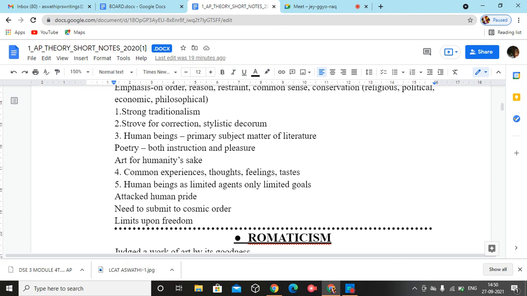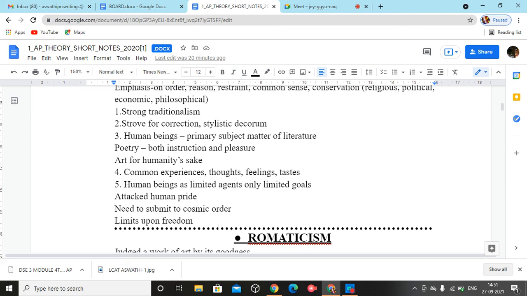So attacking human pride here, they promote the need to, or they say that it's important to submit to cosmic order, the strict disciplinarianism in general, cosmic order. They try to say that this is the only right way of doing. We never wanted to promote something different or freedom or anything. So limits upon freedom were imposed like anything during the neoclassic movement, the neoclassic time period as well.